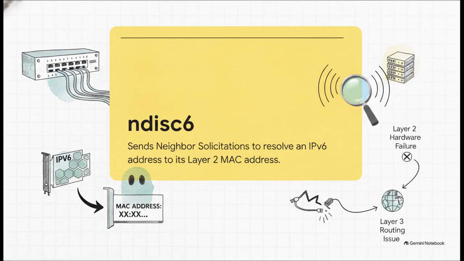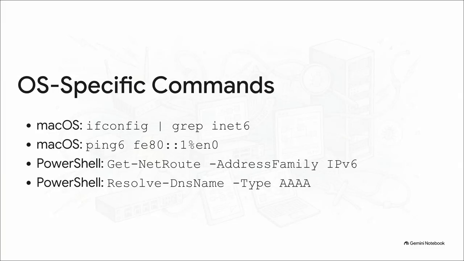It is the definitive way to confirm whether your outage is a basic Layer 2 hardware failure, like say a bad switch port or a MAC address mismatch, or if it's a higher-level Layer 3 routing issue. If ndisc6 returns a MAC address, you know for sure your Layer 2 is perfectly healthy. But you do have to remember that your syntax is going to change slightly depending on your operating system.